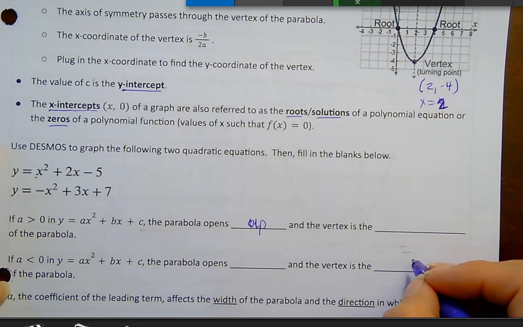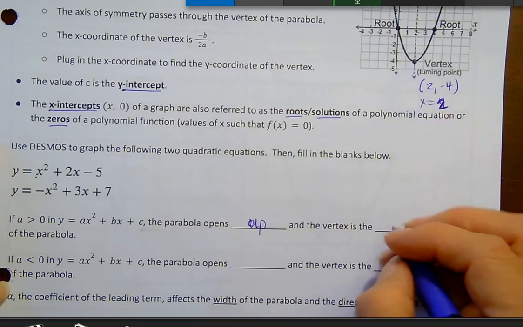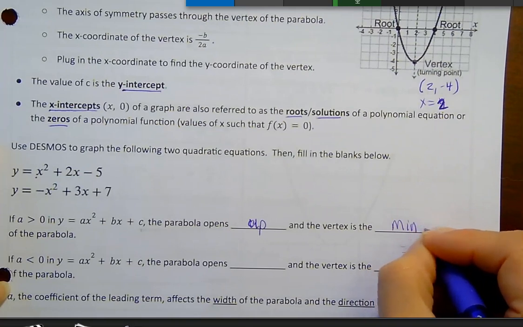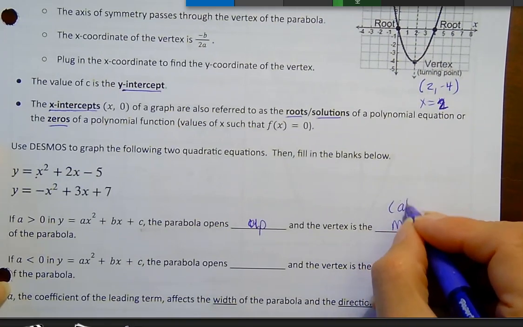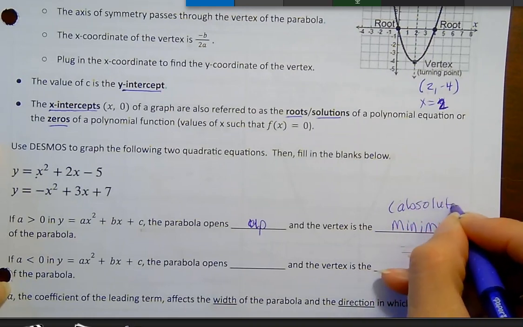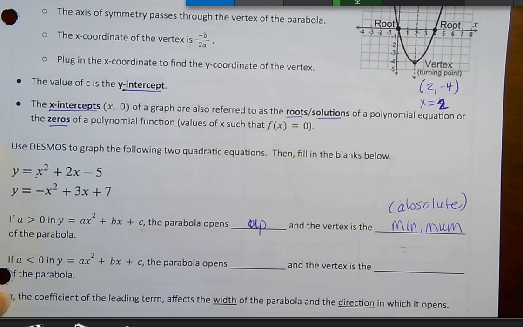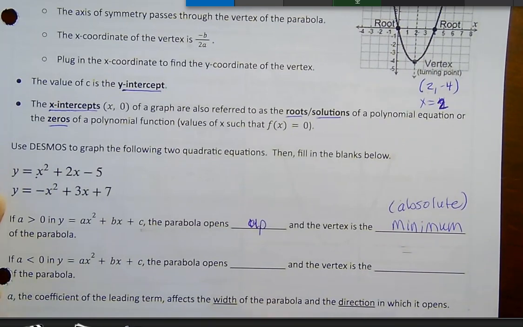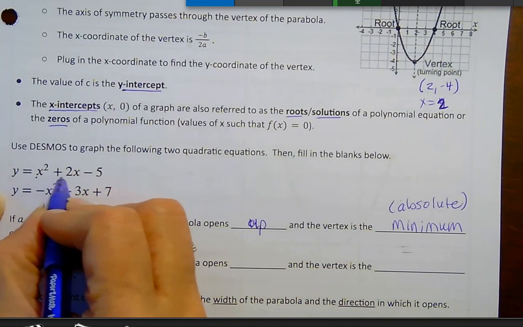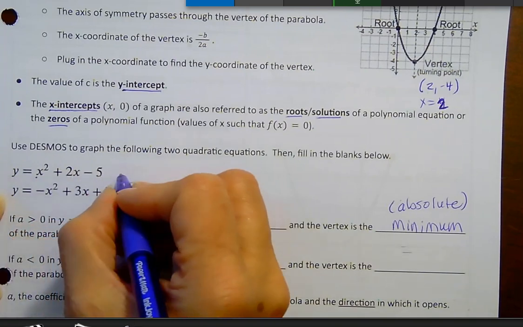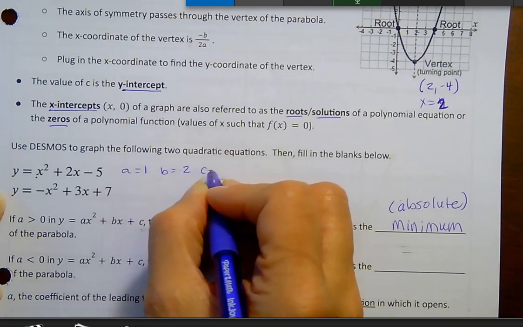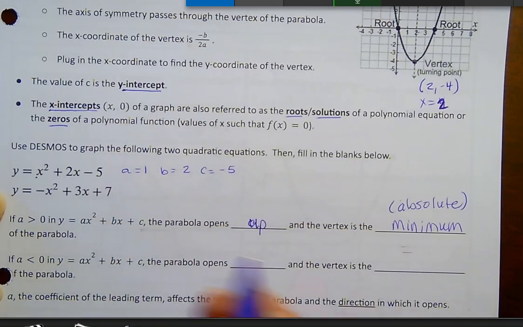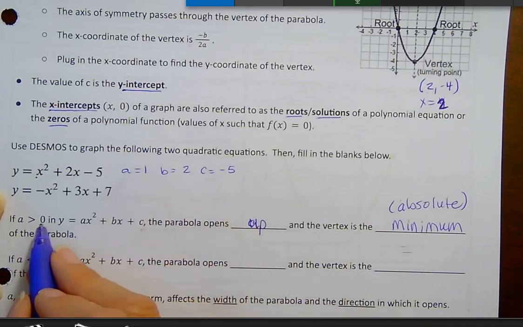And we know our vertex is going to be, just like this one, the minimum value for the function. We usually say it's the absolute minimum value, just in case there are other things to be looking at later with more complicated functions. Note that if this is y equals x squared plus 2x minus 5, we know a equals 1, b equals 2, and c equals negative 5. So I can see my a is positive, it's greater than 0.